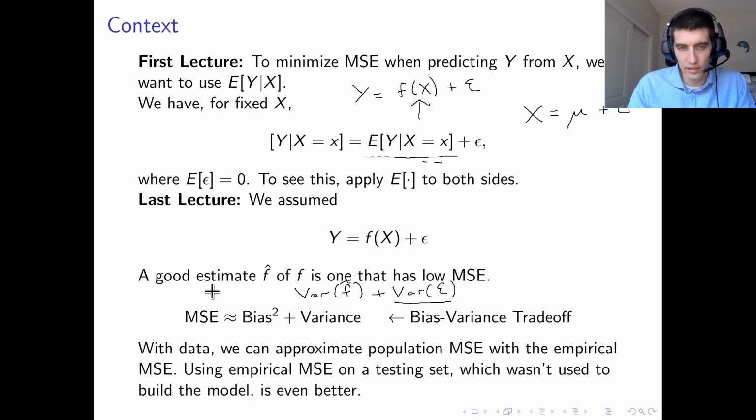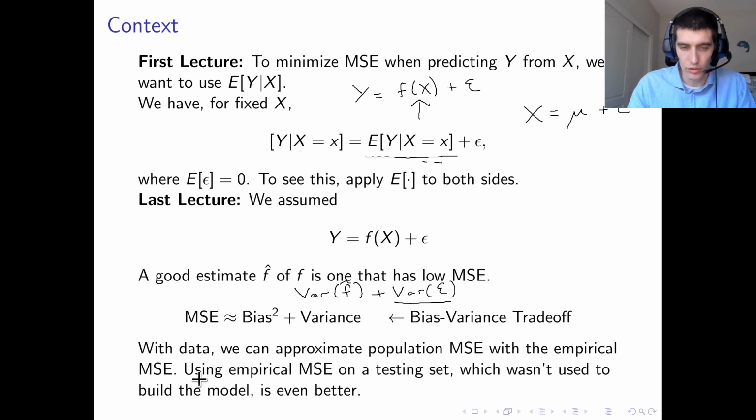Okay, and then just to continue the narrative, this was on the theoretical side. When we're talking about using data, we can approximate this population mean squared error, which is the idea that we're using for a good estimator or a good prediction, one with low mean squared error. So we're going to approximate this population mean squared error with the empirical mean squared error, which is just the sample average form of it.